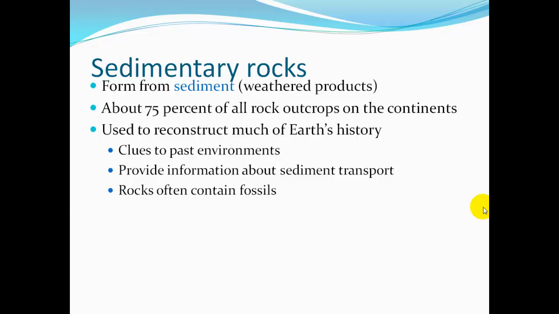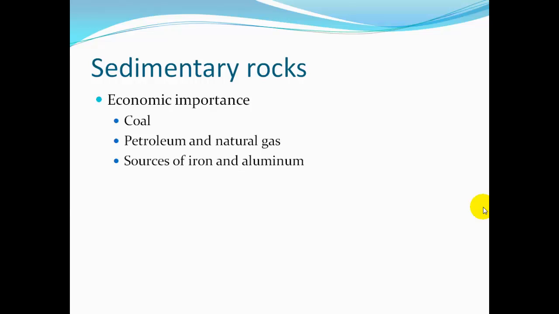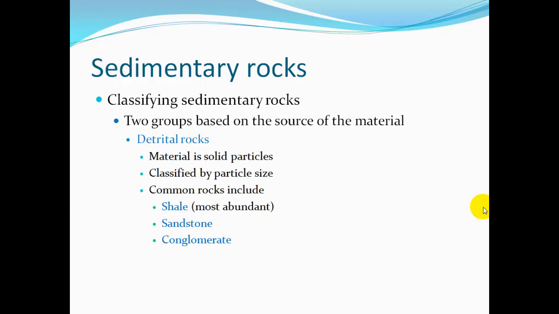Okay, next group, major groups of rocks, is our sedimentary rocks. These form from sediment or weathered products or broken down other bits of rock. About 75% of all rock outcrops on continents are sedimentary rocks, used to reconstruct much of Earth's history because they contain clues to past environments. They provide information about sediment transport, and they may also contain fossils. Economic importance of sedimentary rocks: they provide us coal, petroleum and natural gas, and sources of iron and aluminum.